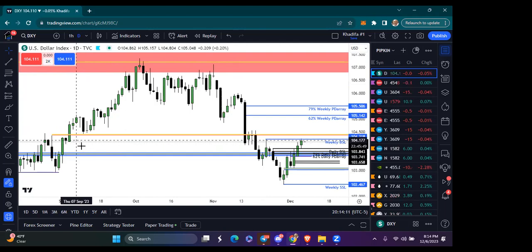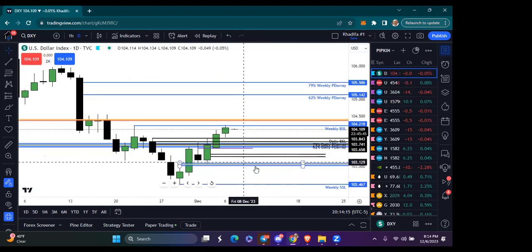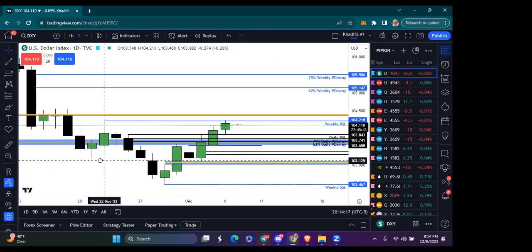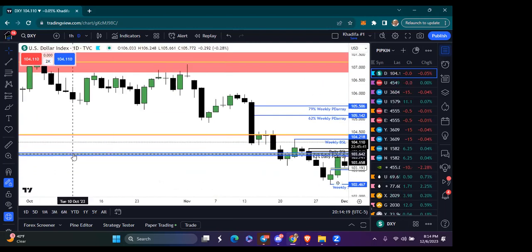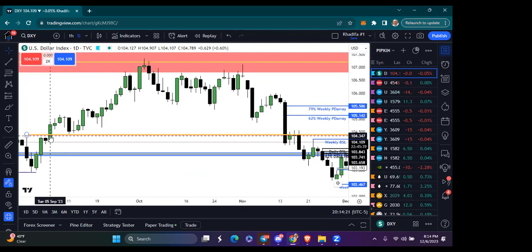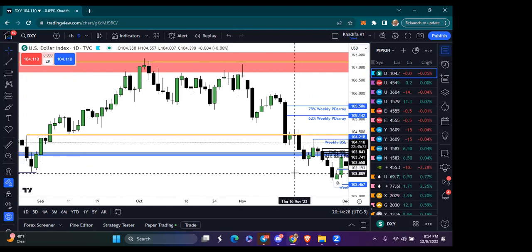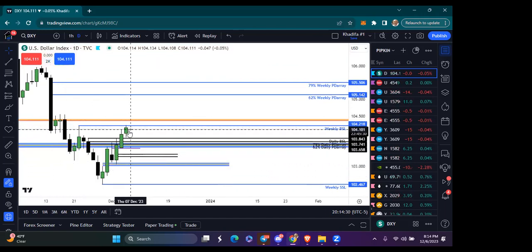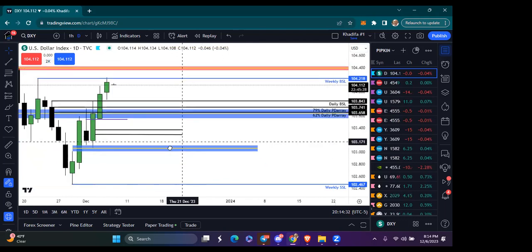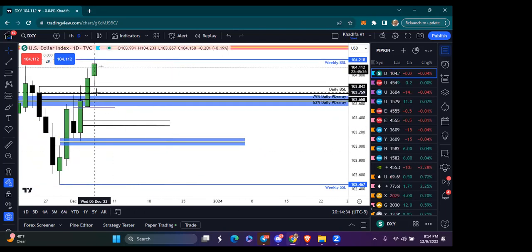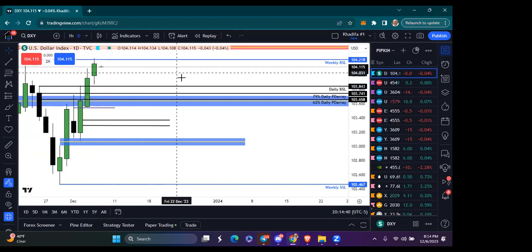I'm sorry, that's not volume liquidity. That's just a fair value gap, right? I don't know why I've been calling that a daily volume liquidity. Volume imbalance, I'm sorry. But this fair value gap that we see price ran through on November the 14th, right? So if we find support in the buy side liquidity, then I expect us to run higher.